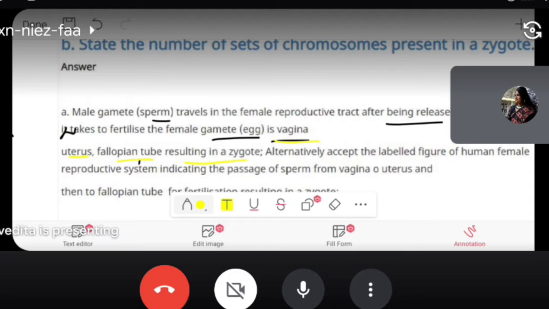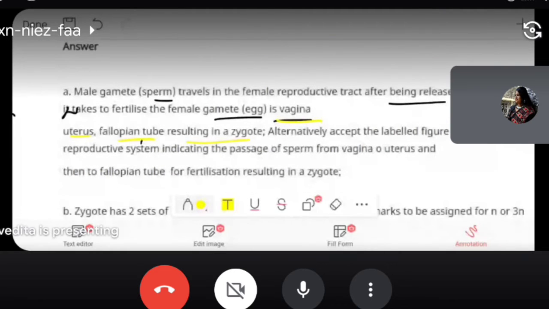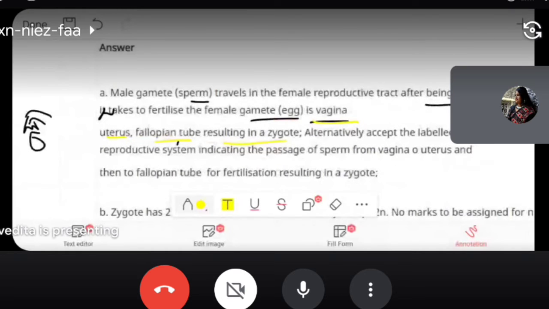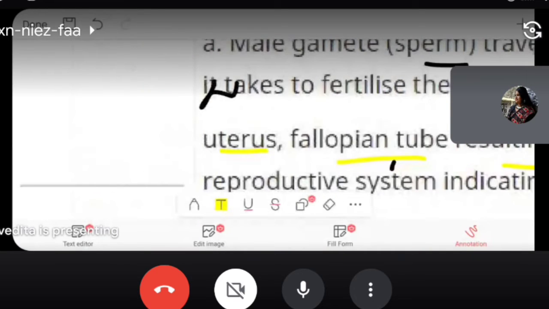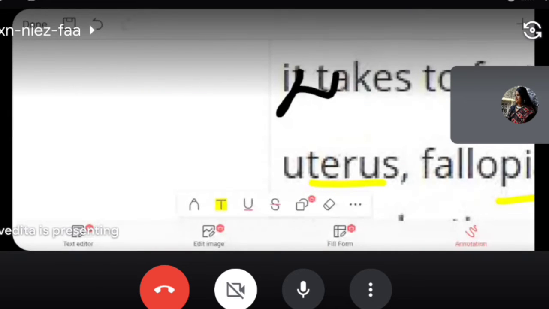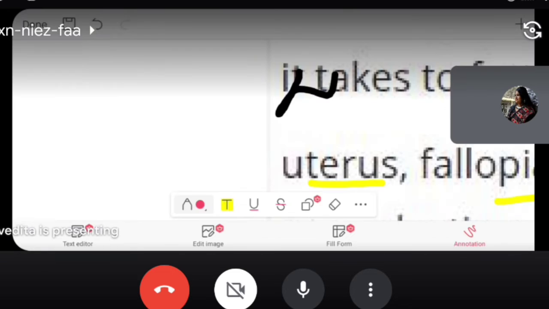Alternatively, accept the labelled figure of the human female reproductive system indicating the passage of sperm from the vagina to the uterus and then to the fallopian tube for fertilization, resulting in a zygote. Means you have to show one picture here, as I had told. See, here I will draw a picture. You should do that also in this question whenever you write the path.